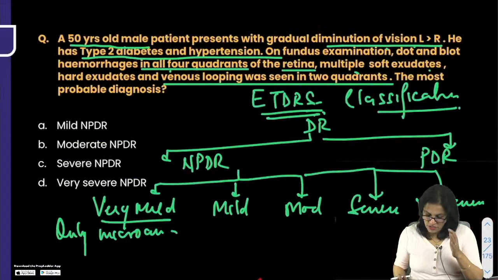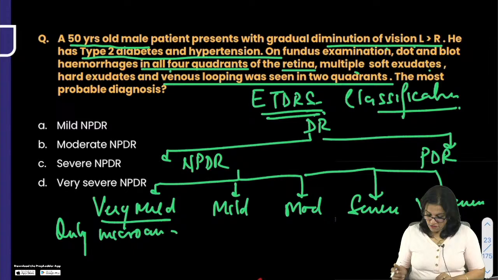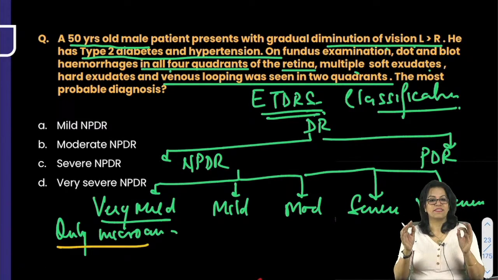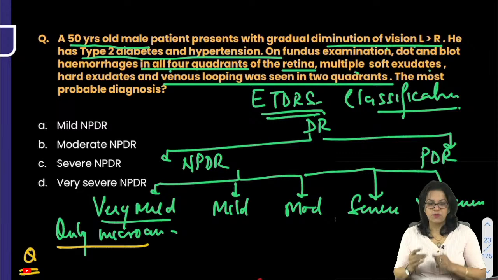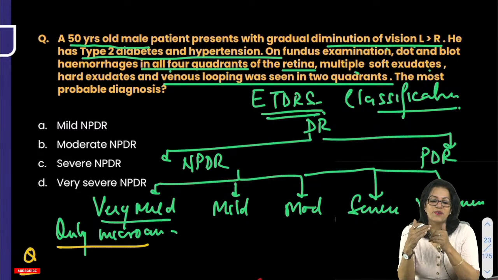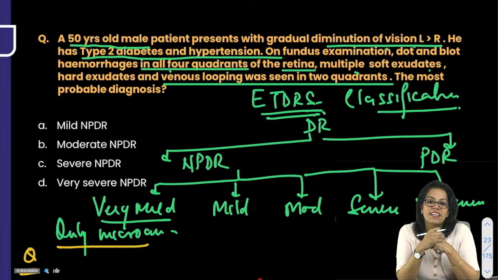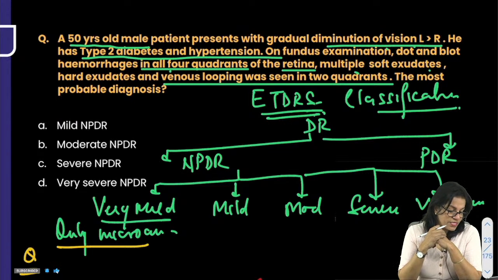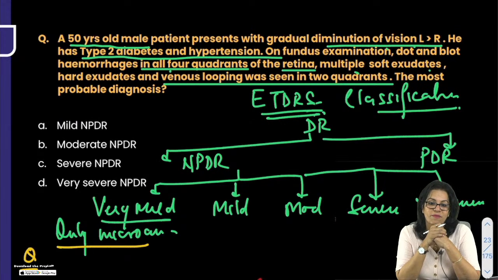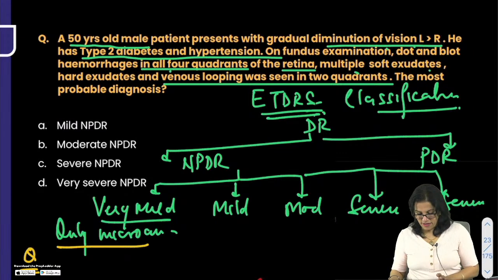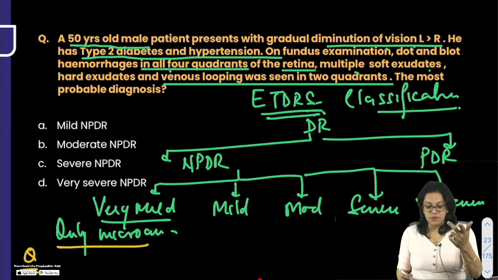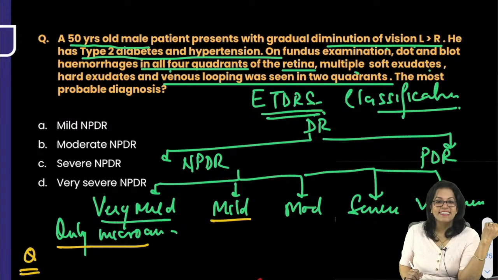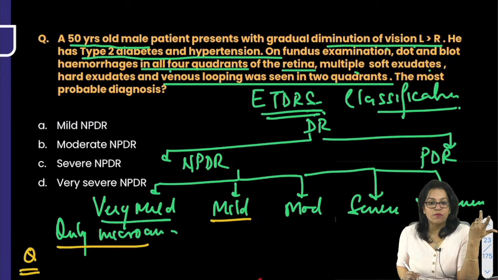Chalo, so what I was trying to come to is, very mild is only microaneurysms. Another question for you all. Which layer are the microaneurysms present? We have already talked about the layers of retina. So which layer are the microaneurysms present? Tell me, you have been listening for a long time, now answer me. Which layer are the microaneurysms present? And then the second one is mild. I will wait for the answer, I am going ahead now.